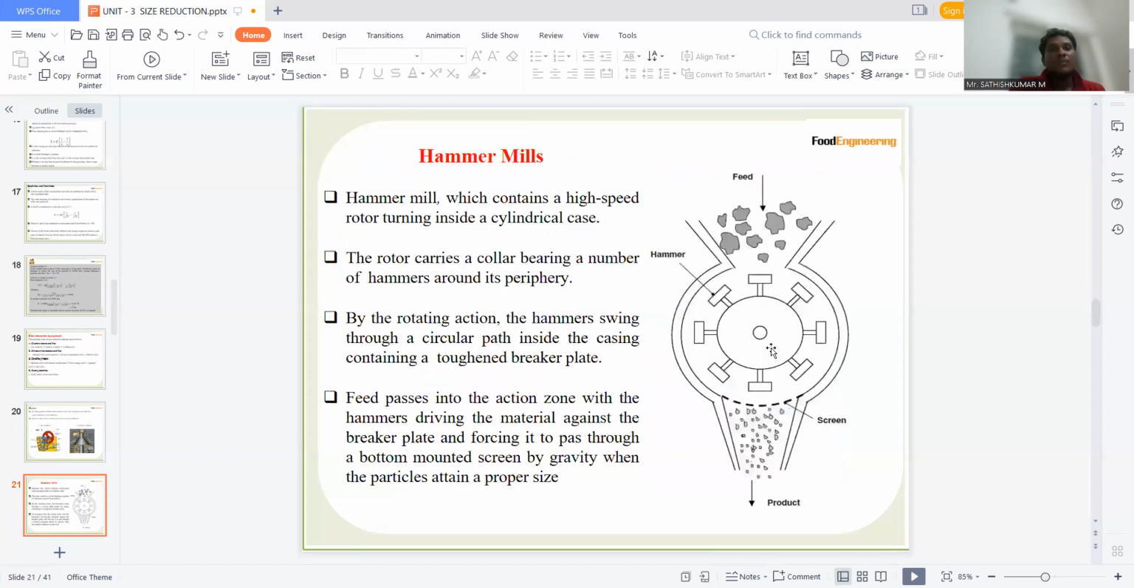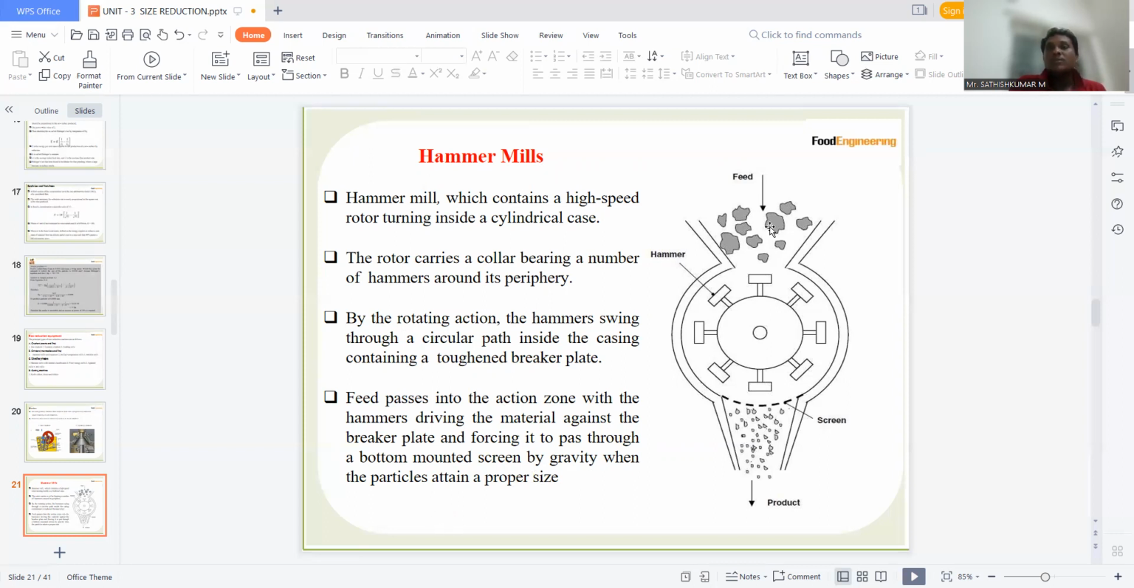Okay. Next, move into the hammer mills. A hammer mill contains a high-speed rotor turning inside a cylindrical case. The rotor carries a number of hammers around the periphery. By the rotating action, the hammers swing through a circular path inside the casing containing a toughened breaker plate. Feed passes into the action zone, with the hammers driving the material against the breaker plate and forcing it to pass through the bottom-mounted screen by gravity when the particles attain the proper size.